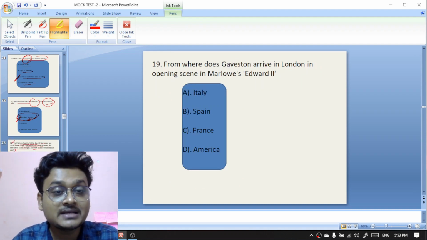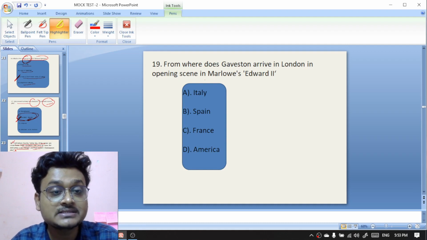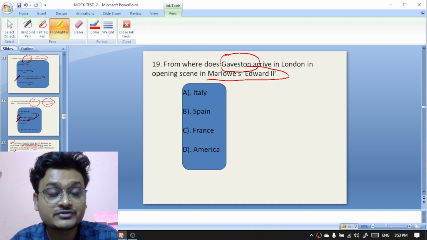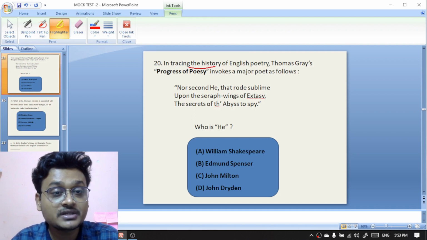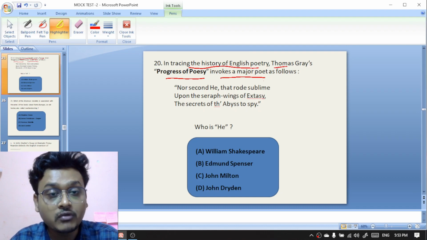Okay. From where does Gaveston arrive in London in the opening scene of Marlowe's Edward II? Gaveston arrives in London from France. From France. Okay.